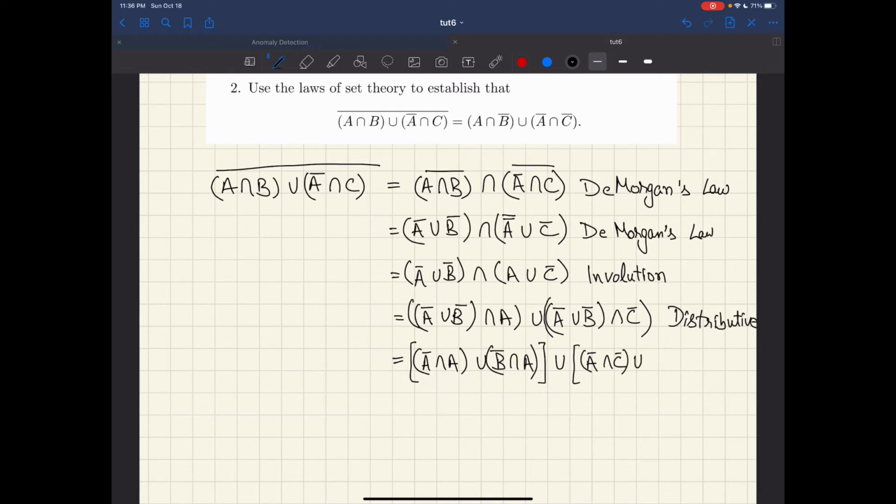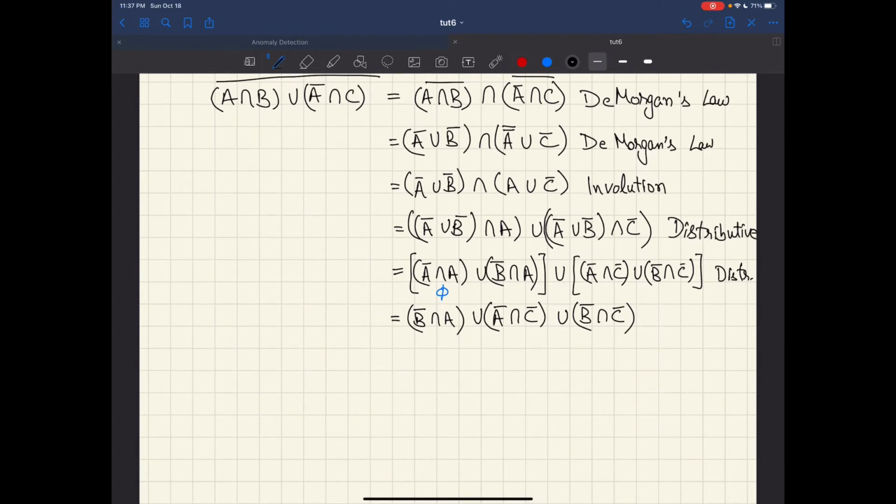And now the first part, A complement intersection A, it's using the definition of complement. It's an empty set, therefore we'll be left with B complement intersection A union A complement intersection C complement union B complement intersection C complement. Now, this is as far as we go from the left-hand side. Now we'll try to solve the right-hand side and try to meet somewhere in the middle.